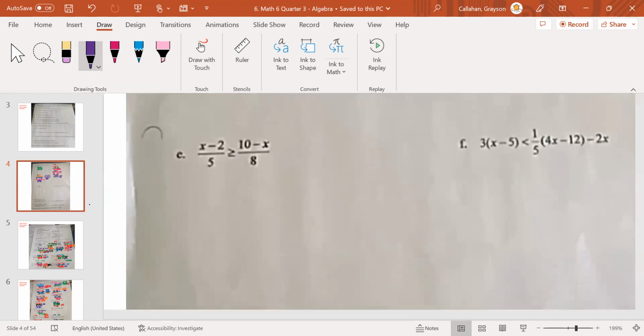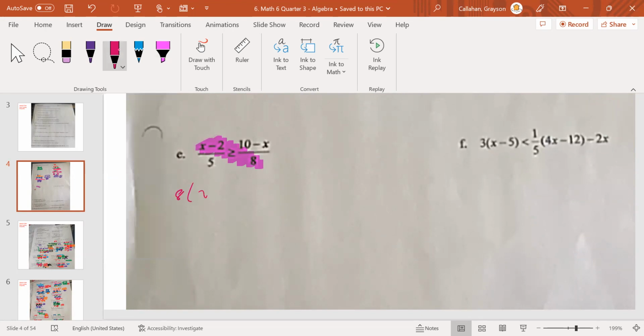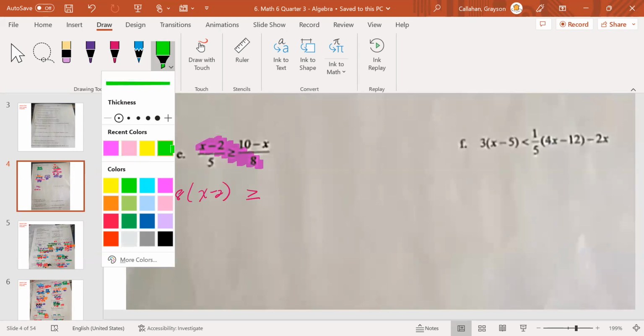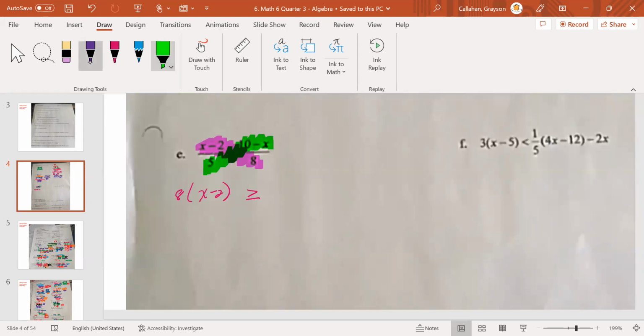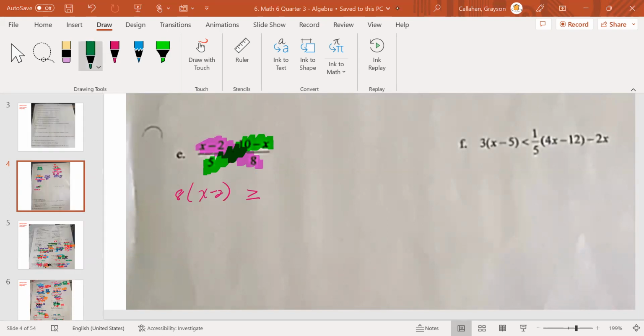All right, C. Okay, this one's a fraction. Do you see that? So this one we're going to multiply like this. And what that means is you're going to get 8 times x minus 2, like that. Do you see that? And then you're going to multiply across like that, which is greater than or equal to 5 times 10 minus x. Distribute it, what do you get?